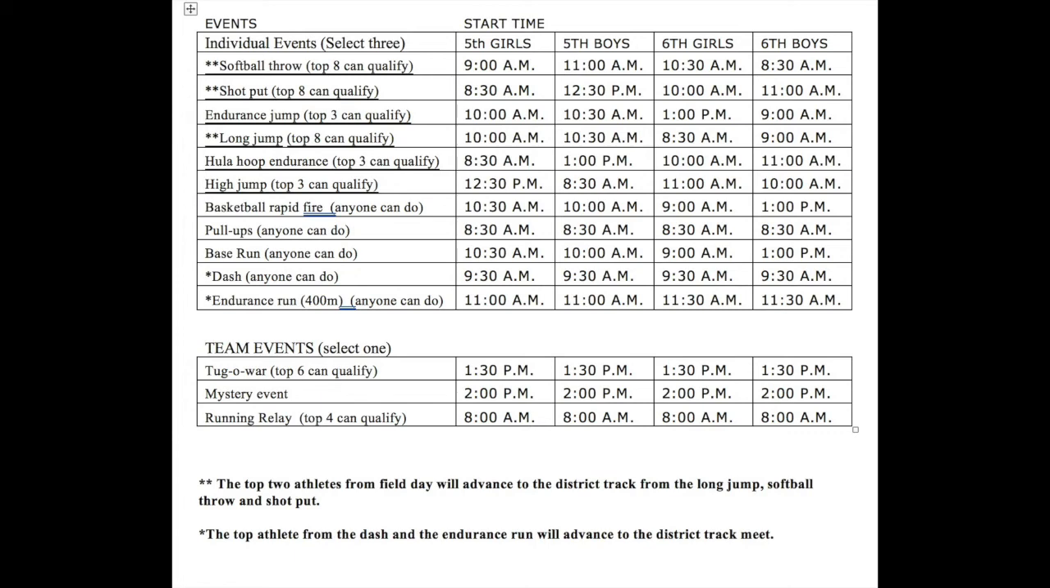However, if you qualify for the tug-of-war by being one of the strongest 6 boys or girls in your class and the relay team by being one of the 4 fastest, you would have to pick to either be on the relay team or the tug-of-war team, because you may only do 1 team event and 3 individual events on field day. You'll be given a copy of this list just before field day. At that time, you'll be asked to circle the 3 individual events and the 1 team event that you want to participate in.